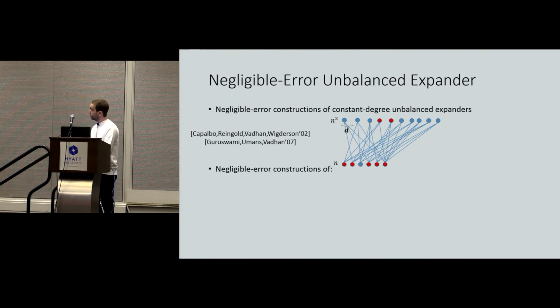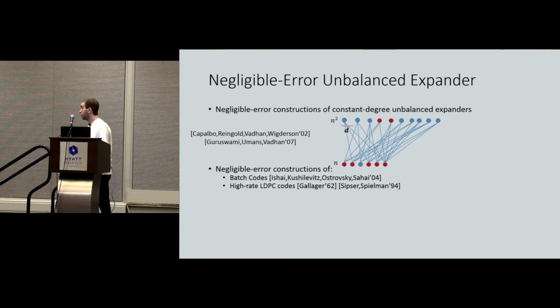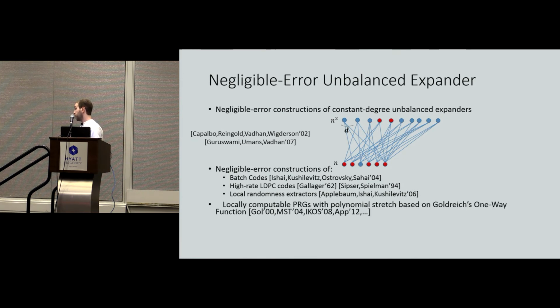Okay, so using the unbalanced expander, we also get a construction of batch codes, of high-rate LDPC codes, and of local randomness extractors. And finally, assuming Goldreich's one-way function assumption, we also get a locally computable PRG with polynomial stretch.